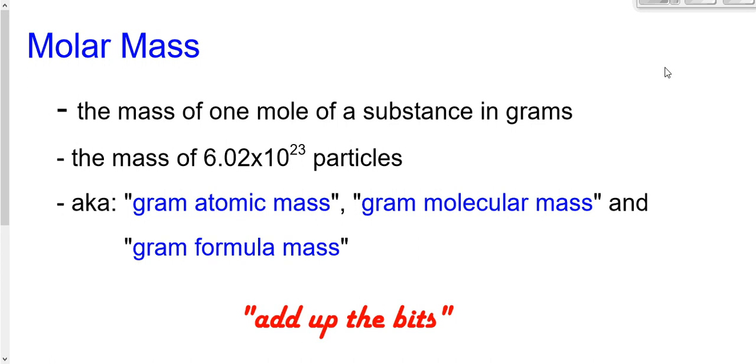So when it comes to measuring moles, there's a couple of ways we can do it. We can measure grams, which is also called molar mass. There's other names for it as well. It might be called the gram atomic mass, the mass of a mole of atoms in grams. It could be called the gram molecular mass, the gram of a mole of molecules. Or it could be called the gram formula mass. All of these things just talk about how much 1 mole of a substance weighs.